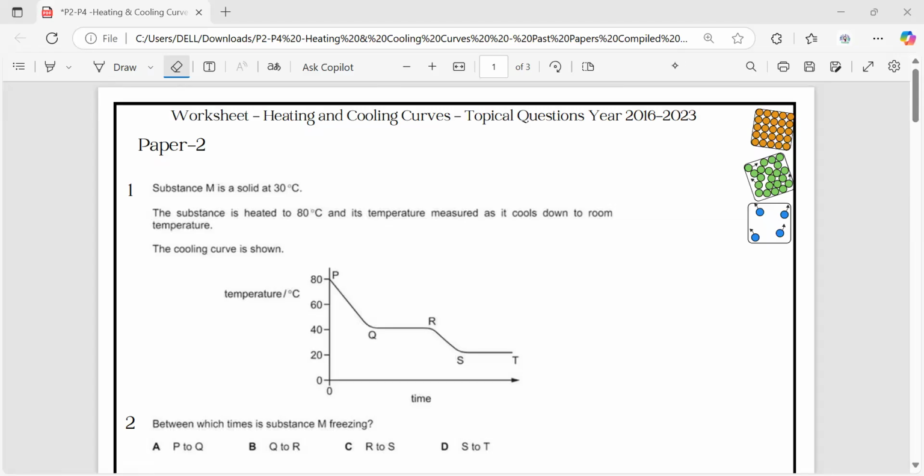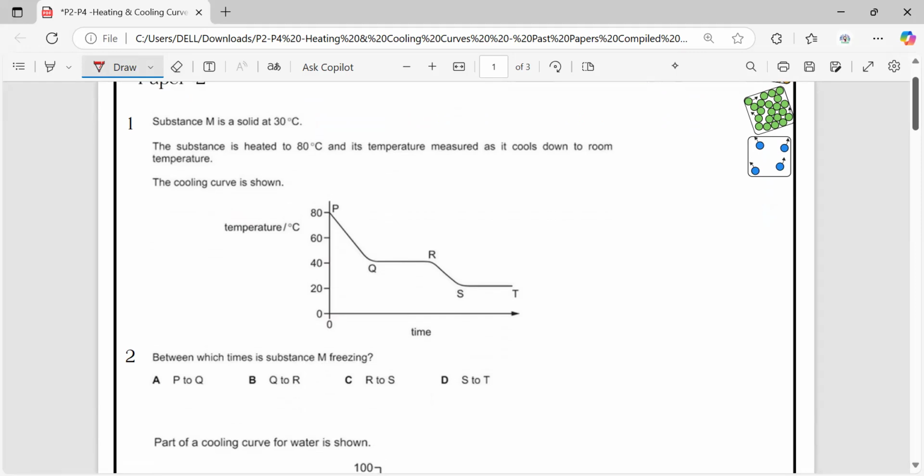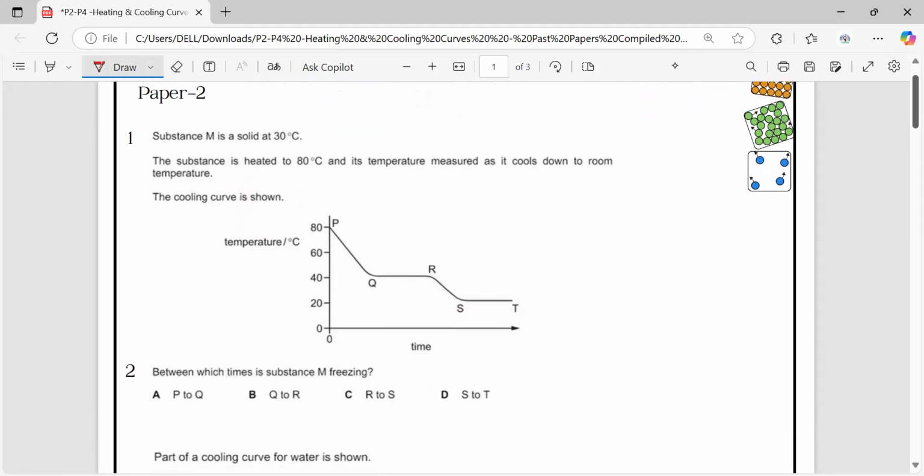Hey students, today we are going to discuss the past papers of heating and cooling curves. These are some of the topical questions from the year 2016 to 23 related to heating and cooling curves. Let's start. It has some P2 questions and some P4 questions also. When you solve these questions, you will get an idea of how the questions will come about heating and cooling curves and how to solve them.